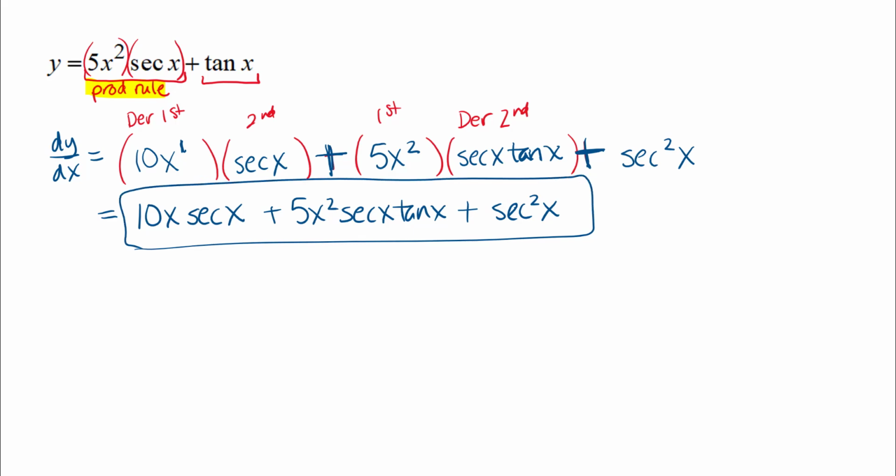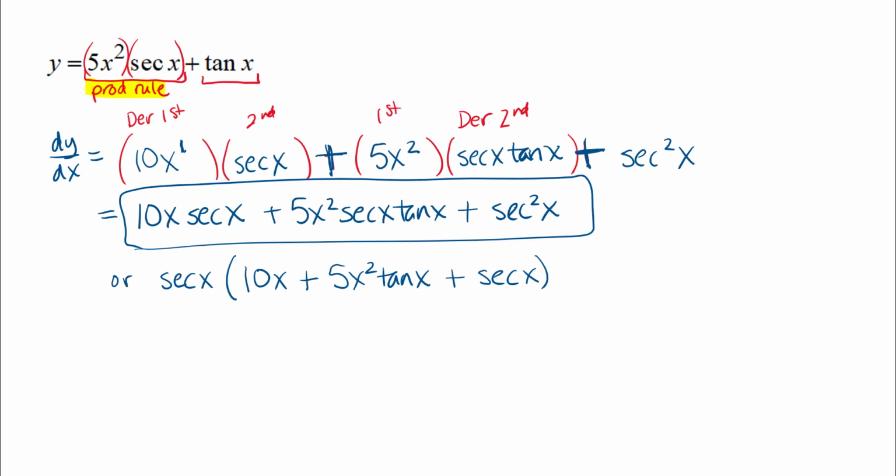Another thing, sometimes students like to factor out common factors, and that's perfectly fine. If you want to do that, you just need to make sure that you're not making a mistake when you do some extra algebra. Alright, so in this first term I would be left with 10x. In the second term I would be left with 5x squared times tangent x. And in the last term, I would just be left with secant of x. Okay, so that's fine too. Don't forget the secant out front.